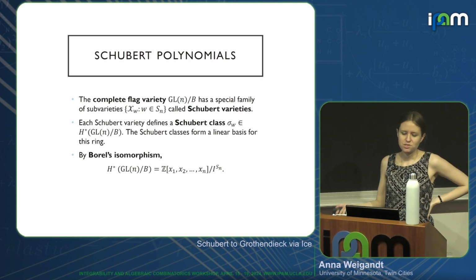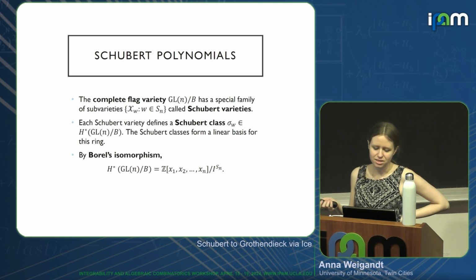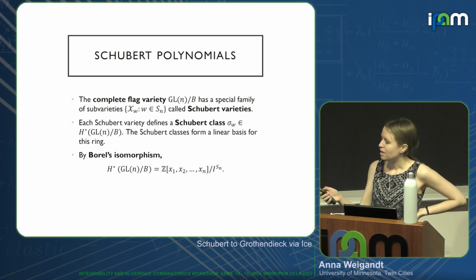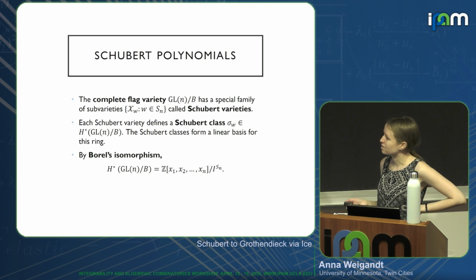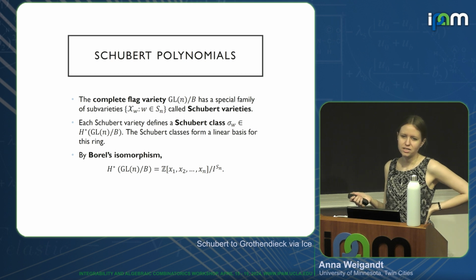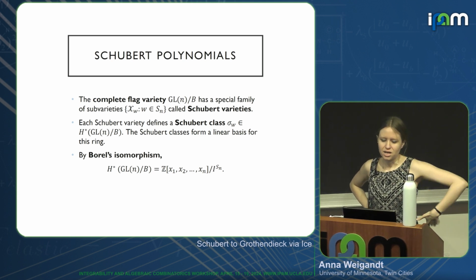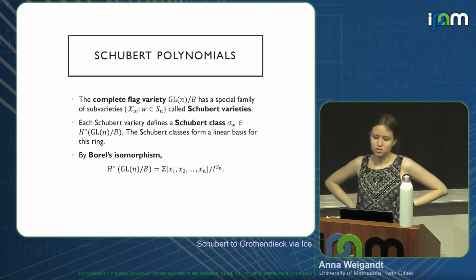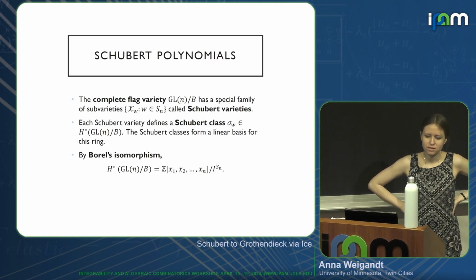As a space, we can think of this as invertible matrices modded out by the Borel subgroup of upper triangular matrices. And within this complete flag variety, there's this special distinguished family of subvarieties called Schubert varieties. Schubert varieties play a very important role because each Schubert variety gives rise to a Schubert class in the cohomology ring. And the Schubert classes form a linear basis for this ring.